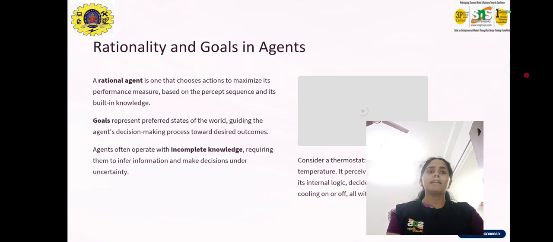Rationality and goals in agents. A rational agent is one that makes the best decision possible based on its information. It may not be perfect, but it does the best it can under the circumstances. Agents often operate with incomplete knowledge and need to infer missing information. For example, a thermostat maintains the room temperature by sensing the air and turning heating or cooling on or off. Its goal is simple, but its decisions are still based on perception and internal logic.